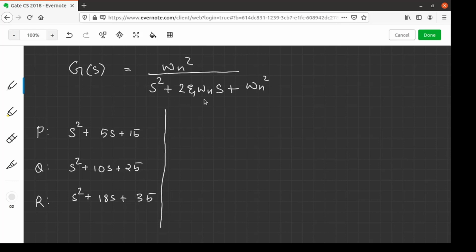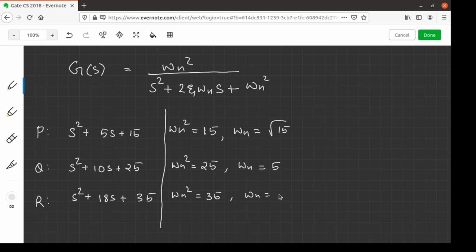If you compare this with the general form, we can immediately see that omega n squared is 15. In this case, omega n squared is 25, and in this it is 35. So omega n will be equal to root 15, and in this omega n is root 25, which is equal to 5, and in this case omega n is equal to root 35. So we have found omega n. Now let us find zeta.